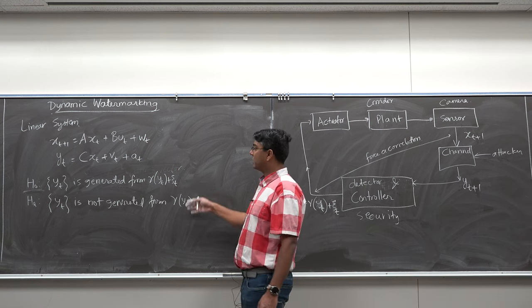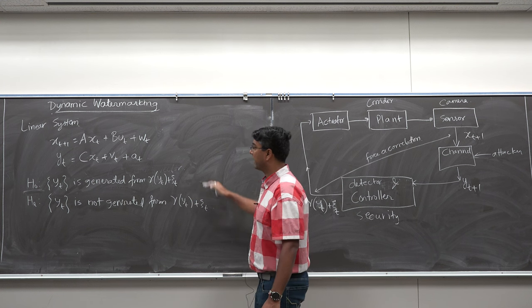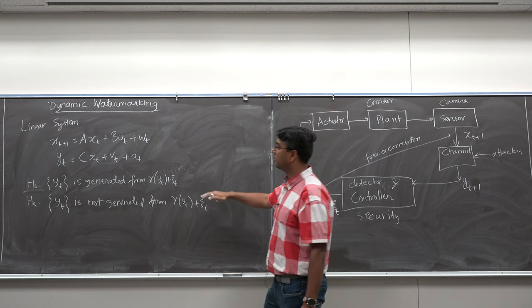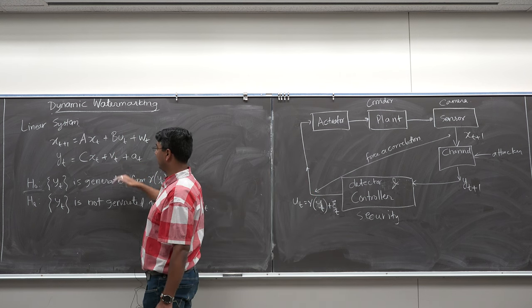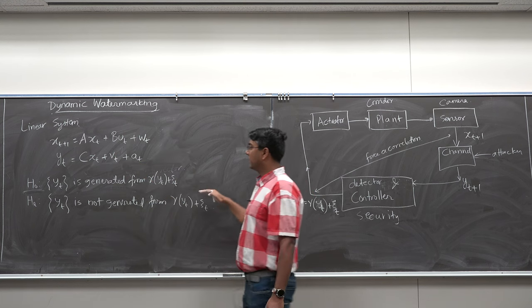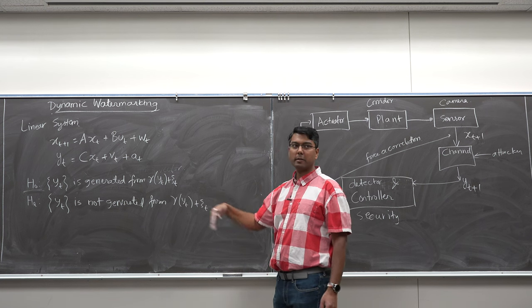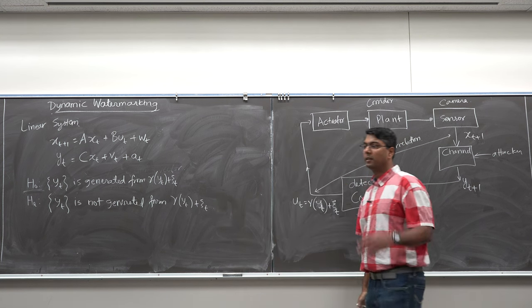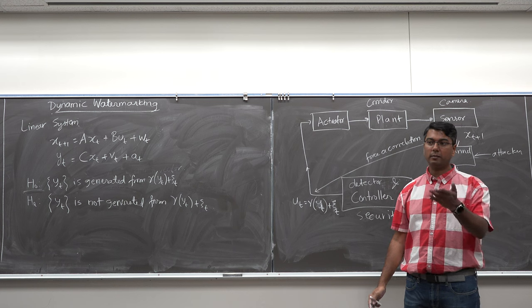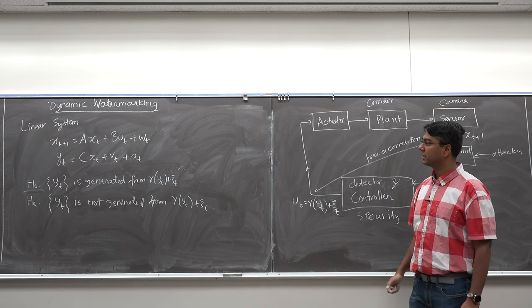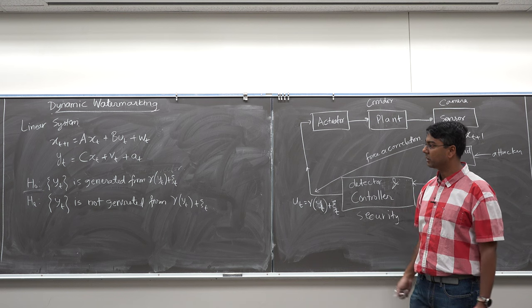So this is the hypothesis that we would like to test in the case of dynamic watermarking for a linear system. You can pretty much do the same thing for nonlinear systems as well, right? It's just that the test statistics will be quite complicated for nonlinear systems. So for linear systems, we can come up with the residual-based test statistics that we have already studied. In the next class, I'm going to cover that particular test statistics and tell you how exactly dynamic watermarking is used.